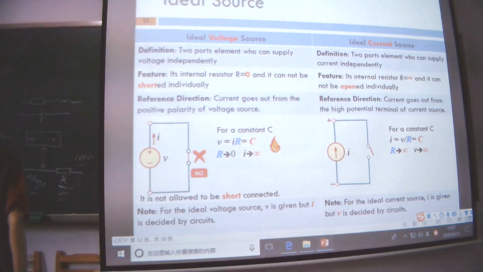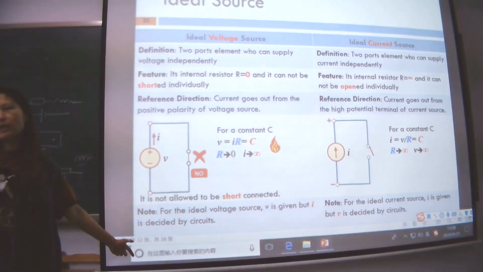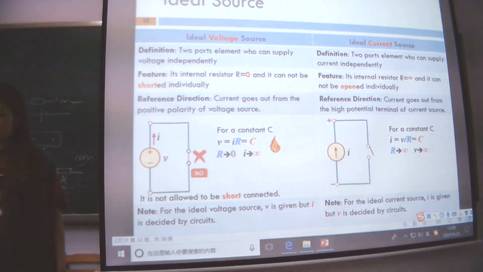If we open it, R cancels. When R tends to infinity, we see R is in the denominator, which means infinity in the denominator. The right hand side is a constant. If we want the right hand side to still be a constant, we have to make the numerator, the voltage, tend to infinity as well.